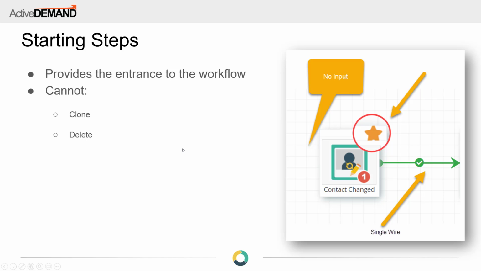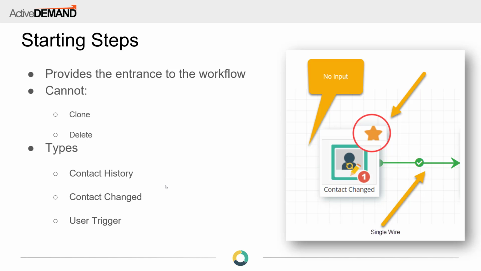Now you'll see that the starting step type doesn't have some of the features that the other step types have, like for example cloning. It's very easy to clone all of the step types except for the starting step. Clearly there's only one entry point to a workflow, and you cannot delete a starting step either, whereas you can delete any other step type within a workflow.